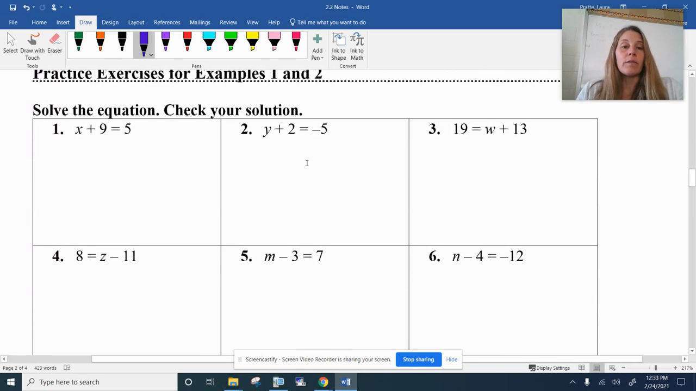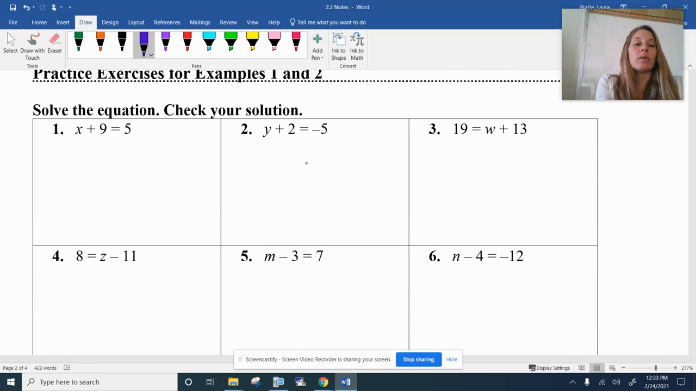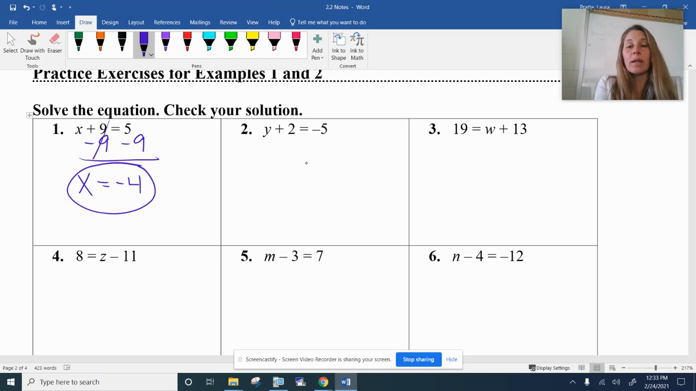So just practicing a few examples here. So we can notice number 1 is x plus 9. So the inverse operation there would be to do the subtraction property, which would leave me with x equals negative 4. Number 2, again, another addition problem. So I'm going to use that subtraction property. Negative 5 minus 2 is negative 7.